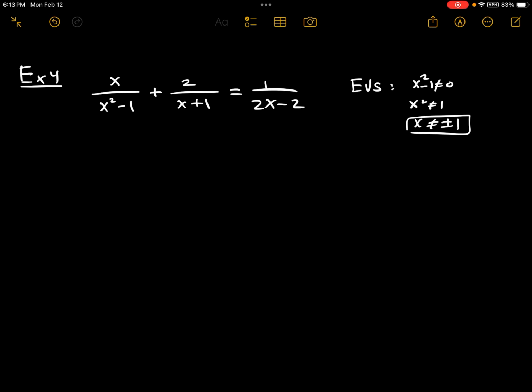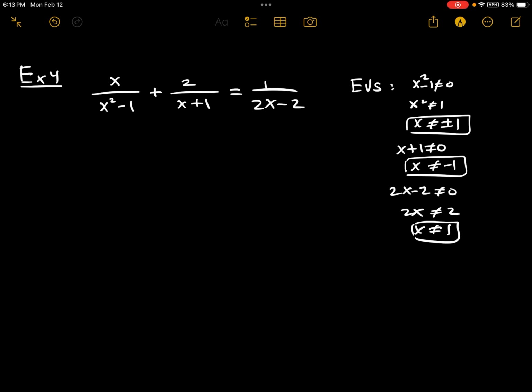x plus 1 can't equal 0. That's my second denominator, so x can't equal negative 1. And then last but not least, 2x can't equal 2, so x can't equal 1. Notice these overlap, so at the very end you can combine them: x can't equal plus or minus 1. If you have an excluded value that's listed multiple times, you just need to list it one time.